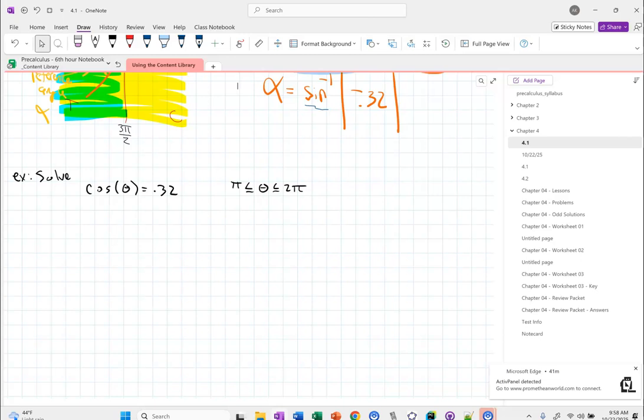All right, our next problem, cosine theta equals 0.32 from 1 pi to 2 pi. So again, start the same way. What quadrants is cosine positive in? 1 and 4. Everybody agree? In A and C?